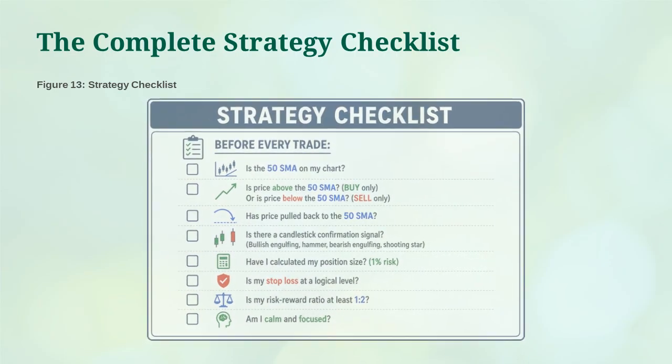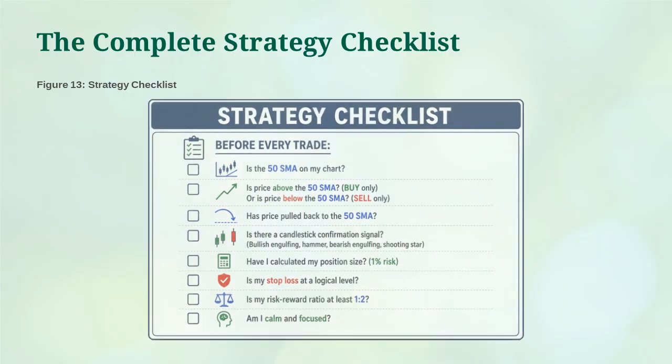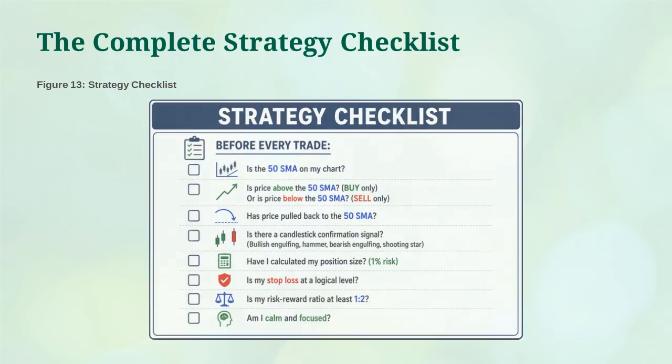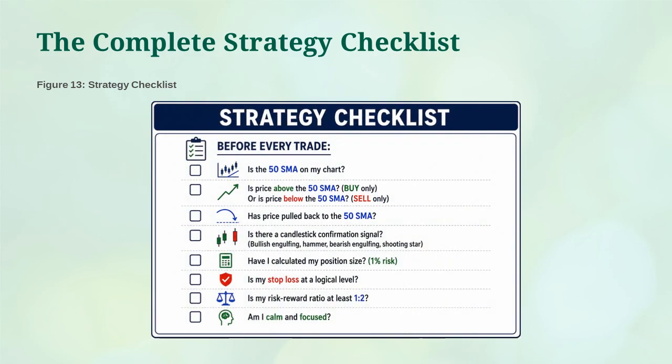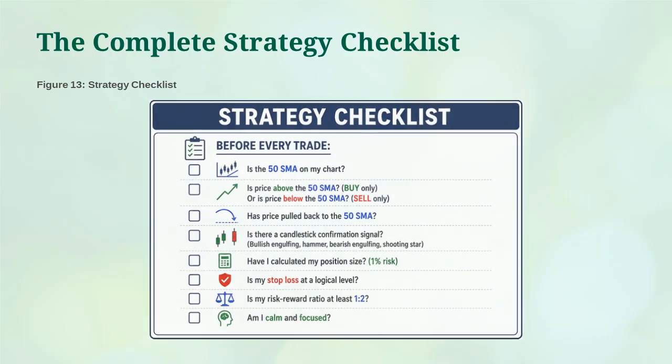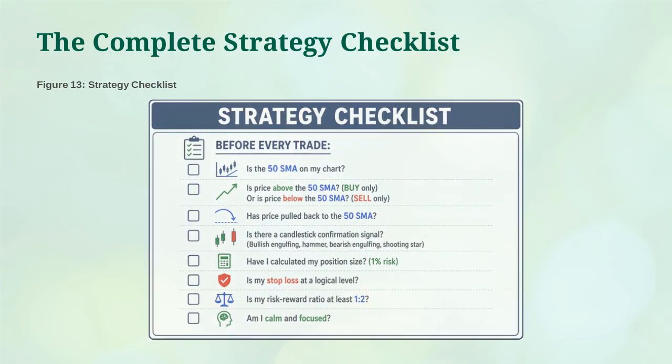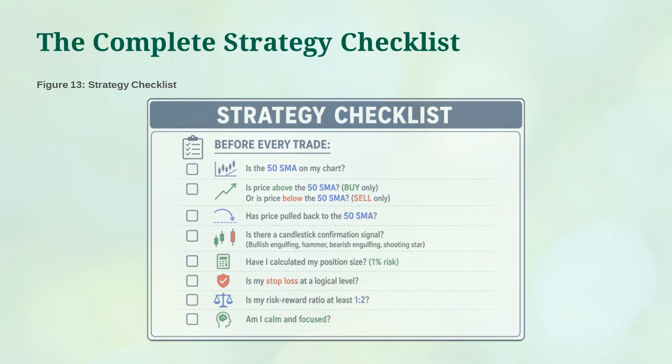Step 3. Look for confirmation. Bullish engulfing for buy. Bearish engulfing for sell. Wait for candle close. Step 4. Enter the trade. Enter at the close of the confirmation candle. Step 5. Set your stop loss. Just below recent swing low for buy. Just above recent swing high for sell.